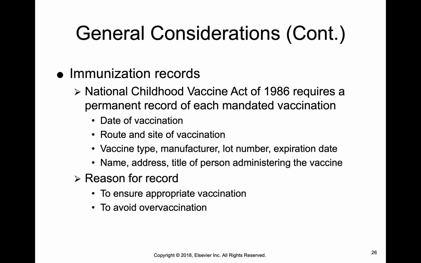So immunization records, I'm sure you'll be spending a lot of your time doing that if you provide immunizations in your offices. So the National Childhood Vaccine Act of 1986 requires a permanent record for each mandated vaccination. And so you might have seen children with those cards. These are the requirements. And of course, we want a record that we carry along with us wherever we go so that we know that the appropriate vaccinations have been had, and also so that we don't give you something that you've already had before.